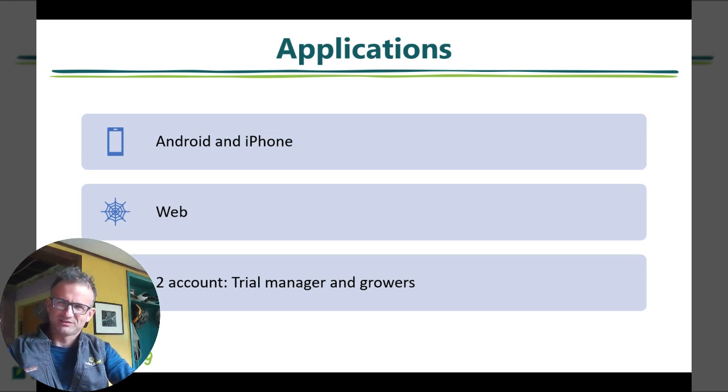SeedLinked has three different platforms. We have Android, iPhone app, and web. SeedLinked has also two types of account: trial manager account and grower account. Trial manager is really for breeders, trial managers, extension who want to run collaborative trials and create varieties. You have more advanced features to run larger collaborative trials and so forth than just a farmer account.